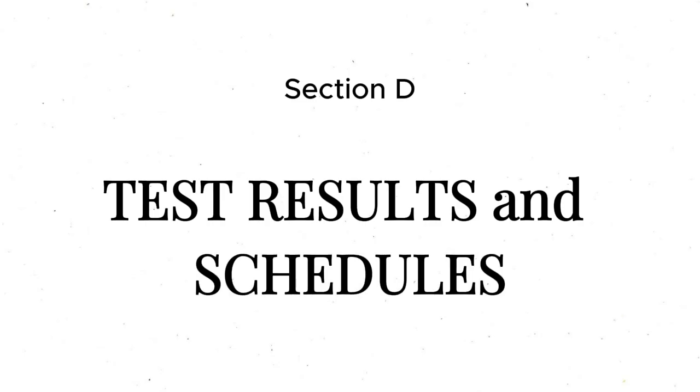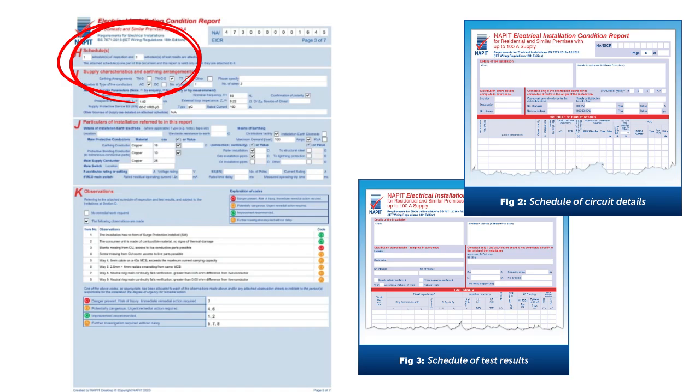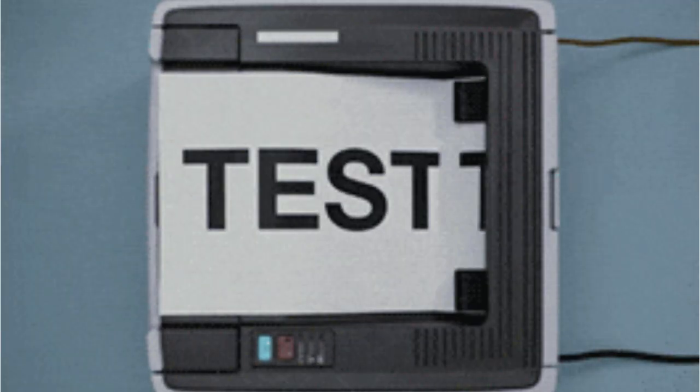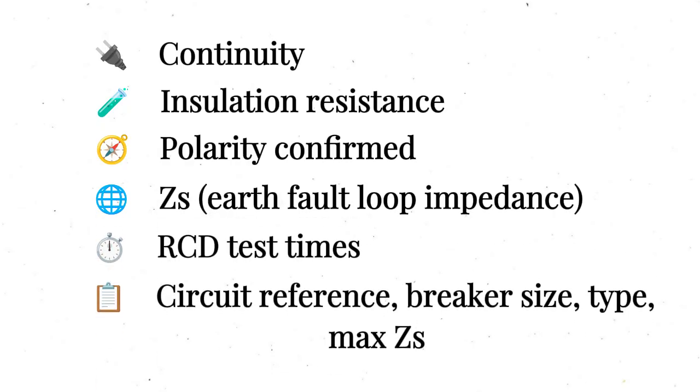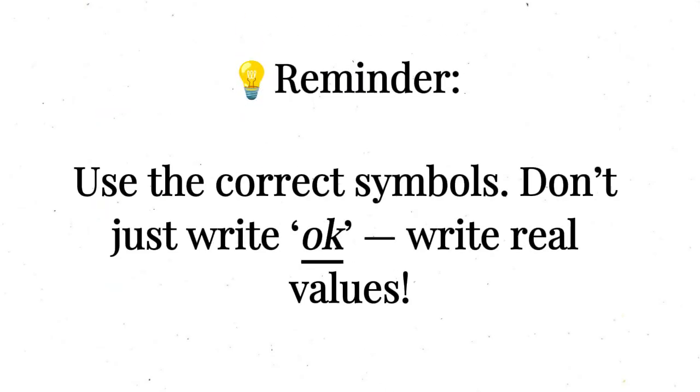Section D, Test results and schedules. This is where your test results from Part 1 come in. Each circuit needs continuity, R1+R2 or R2, insulation resistance, polarity confirmed, Zs, earth fault loop impedance, RCD test times, circuit reference, breaker size, type, max Zs. Use the correct symbols. Don't just write OK, write real values.